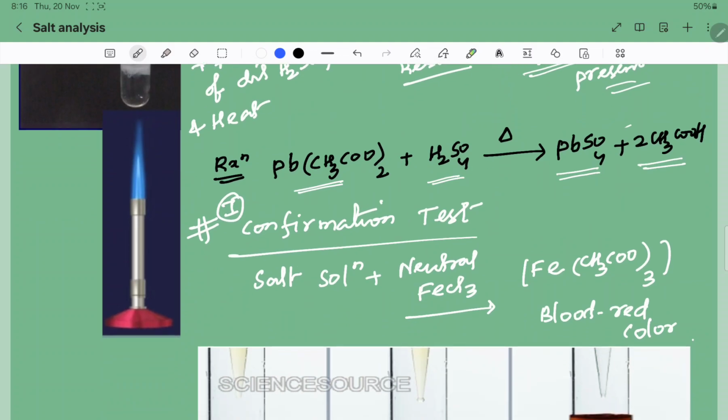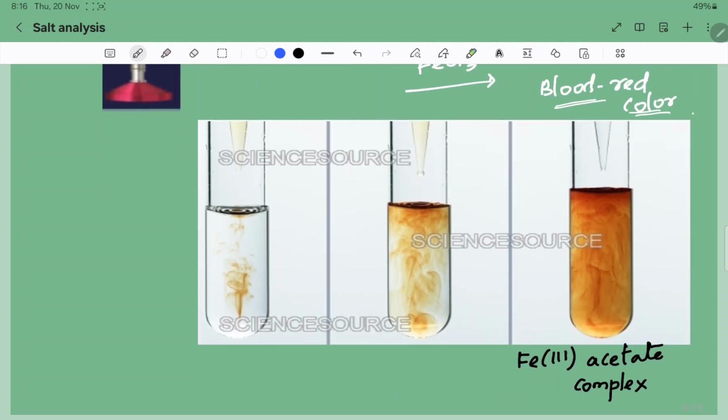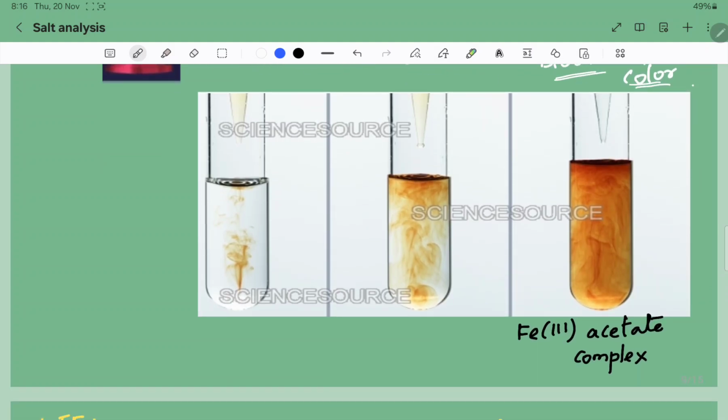Now we will do the confirmation test for this particular acetate. Take the salt solution or water extract and add freshly prepared neutral FeCl3. This is very, very important. Then you will get a blood red color, students. This is iron acetate, which forms a blood red color. Look, students, this is the salt solution, and we added neutral FeCl3.